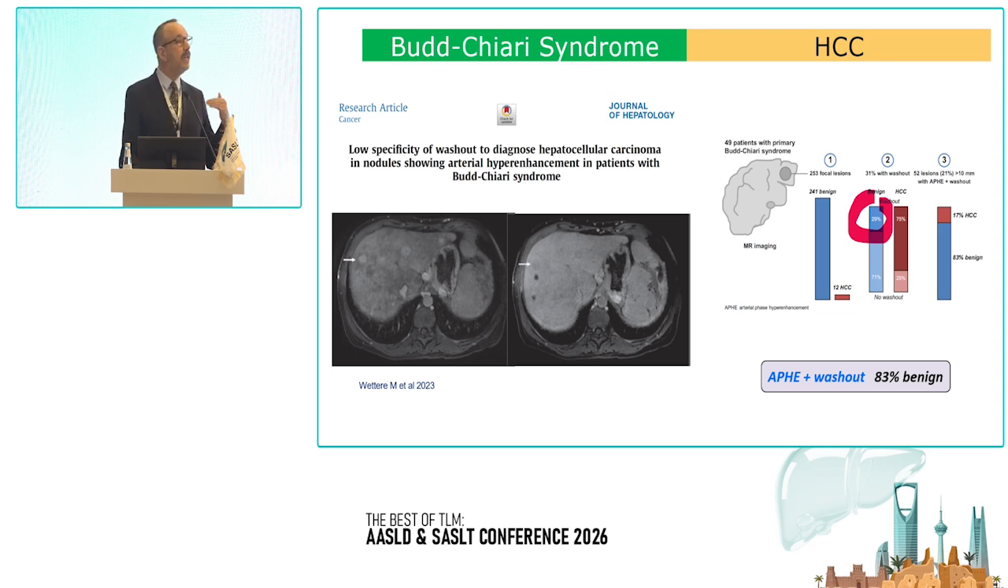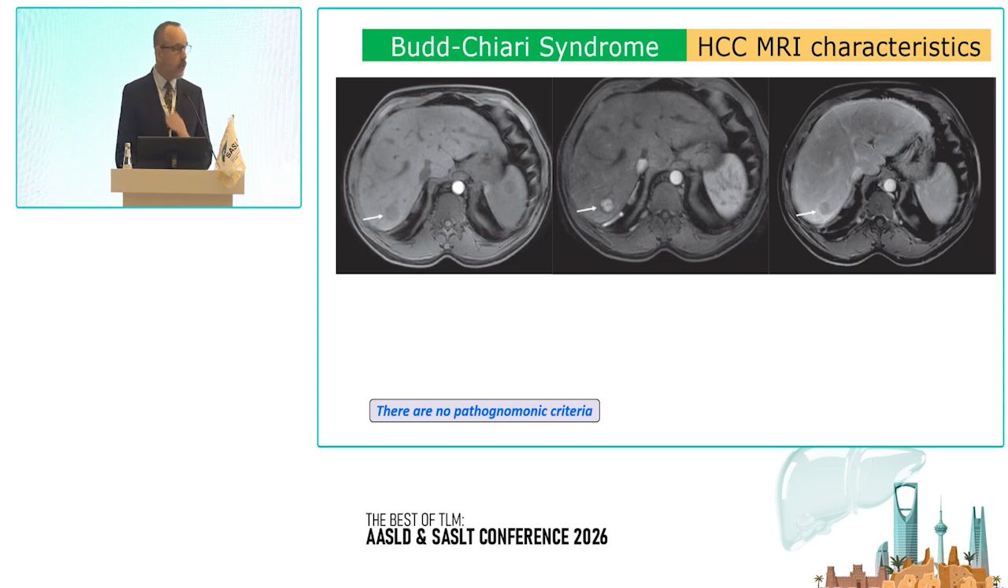And as we have many more benign lesions than malignant lesions, it turns out that 83% of the lesions that wash out and are hyperenhancing in the arterial phase are benign lesions. So we cannot rely in these patients on hyperenhancement in the arterial phase and washout to tell them HCC. That's not true. That's why LI-RADS does not apply in these patients. So we don't have pathognomonic features, but there are some characteristics that can help us.